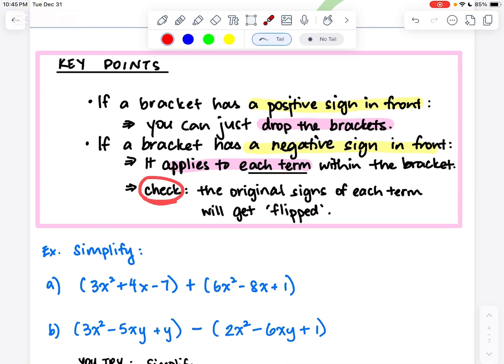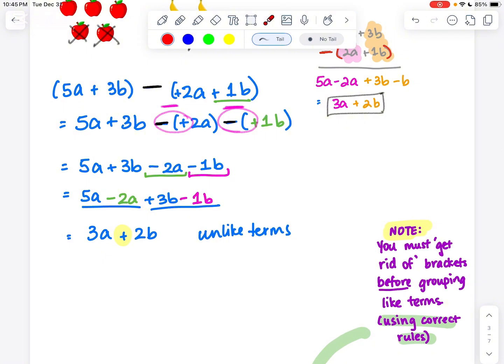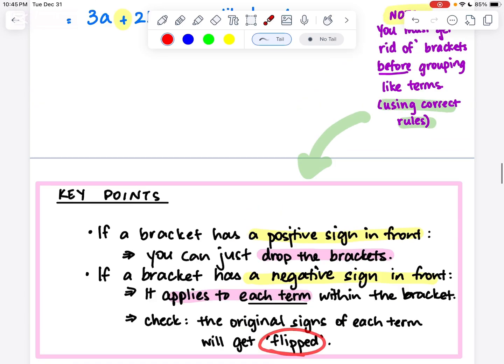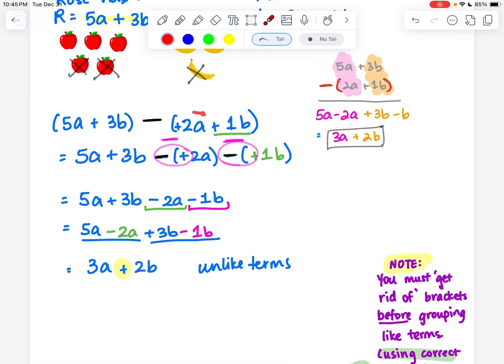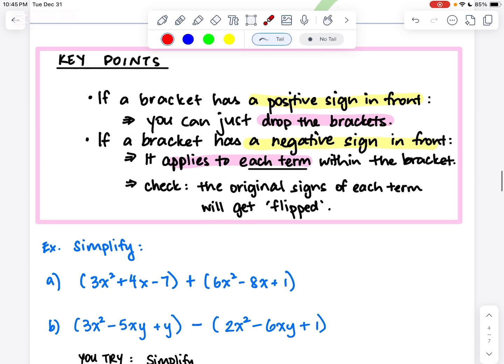Now, as a check, and some teachers teach this as the method to deal with the brackets, which is also right. This might just explain to some of you who want to know the why a bit more, why this is true. But you'll find that the original signs of each term get flipped if you do it correctly. So what do I mean by that? This original sign, because this is a subtract, let's see how our signs get flipped. This original positive sign turned into a negative. This original positive sign for the 1b turned into a single negative. So that's what we mean by that check in terms of flipping the signs.